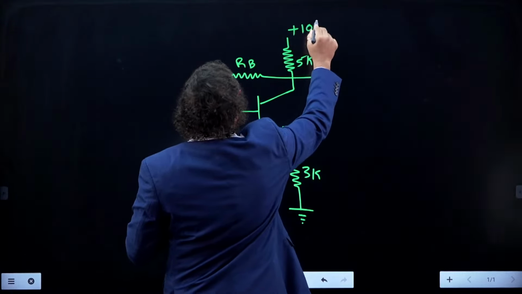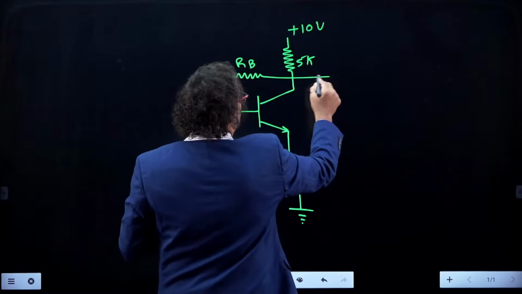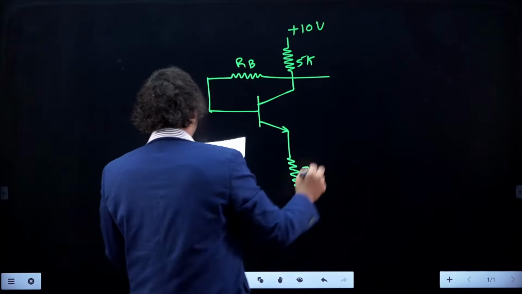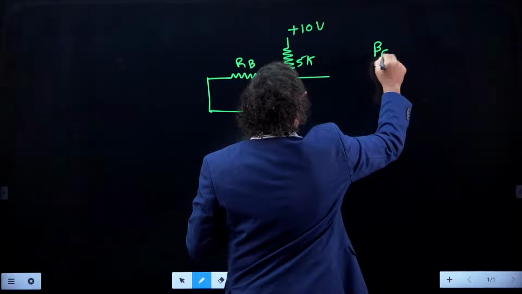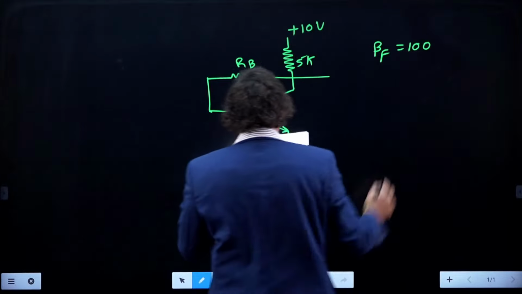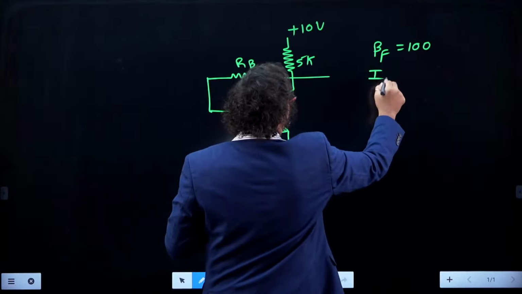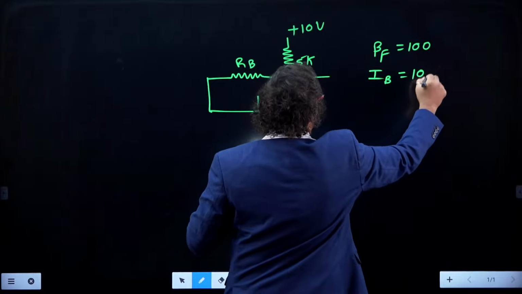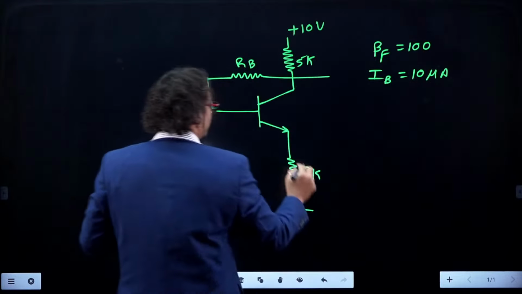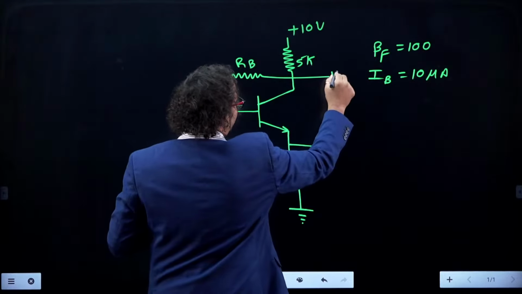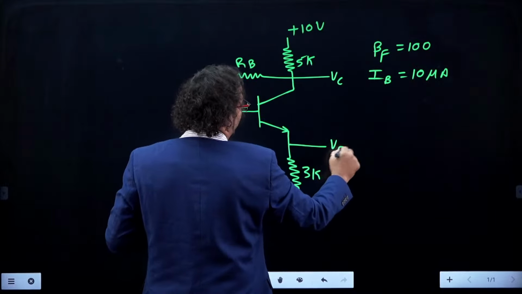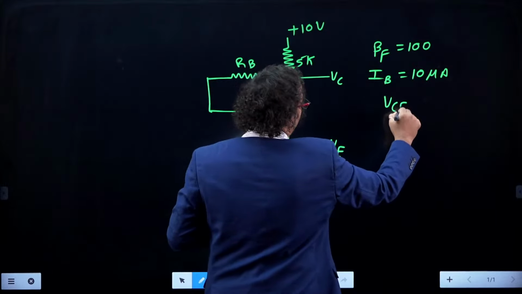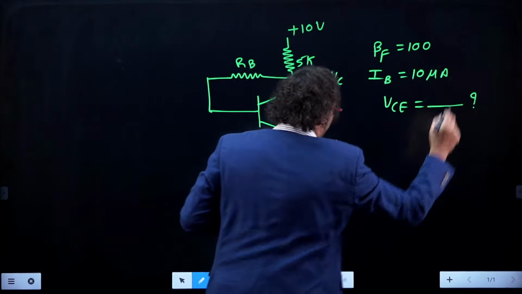This is 10K, 10 volt supply, and here what is the question the examiner is asking? Beta F is provided, I hope, as per the data. It is 100, and IB, the base current, the examiner has given as 10 microampere. If I am not wrong, he is asking to find the value of VCE. Am I right here? VCE is how much? I think I am right.